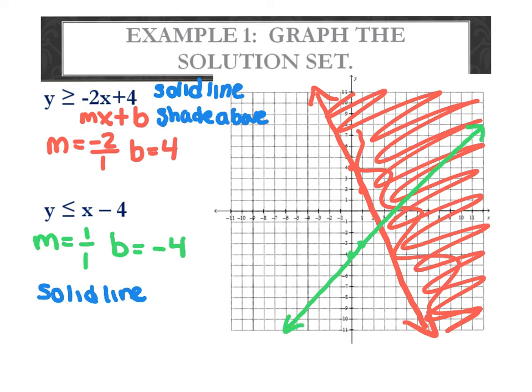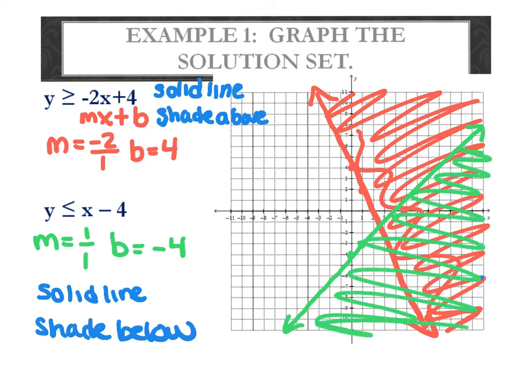And since it's less than, I'm going to shade below. So I'm going to shade the entire area below the line. Now this area that is both green and red is what we would call our solution set. And if you want to make that a darker color to emphasize that, you can do that. So I'm going to add in my yellow to emphasize that this is my solution set, or the overlap of the two.